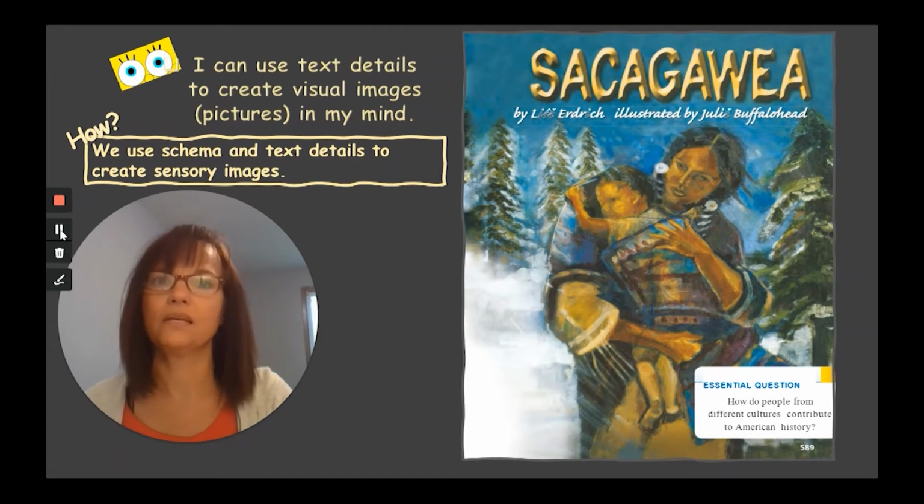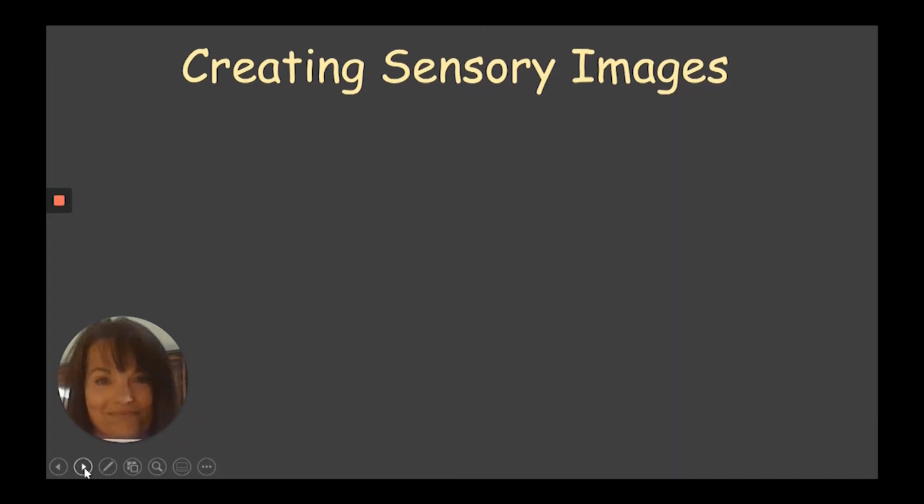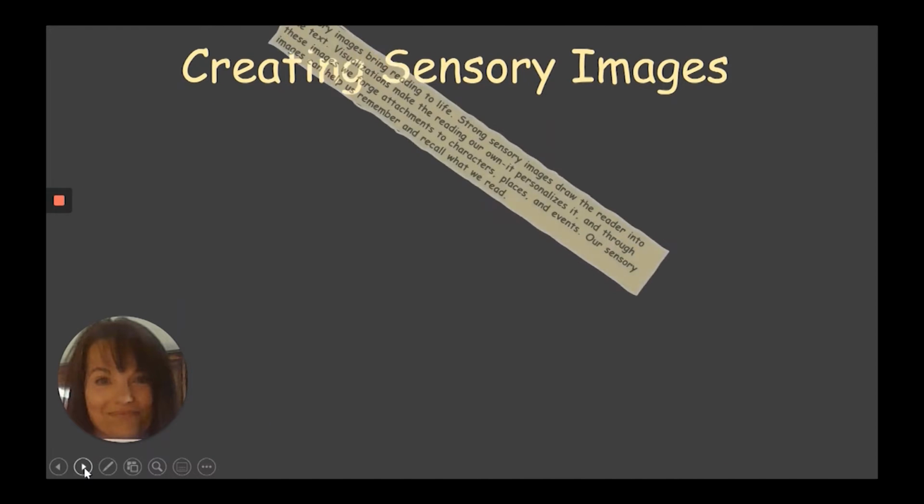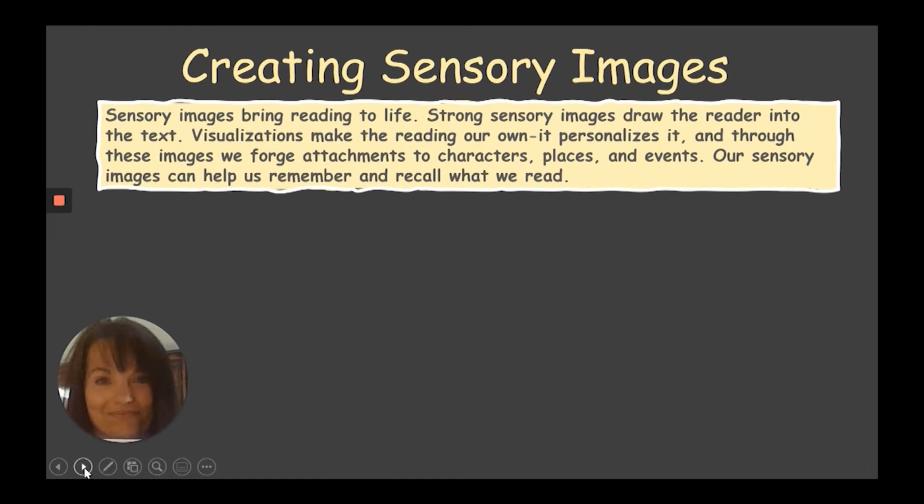Now you might be asking, why is this important? You ask such great questions. Let's explore the why. When we create sensory images, it brings reading to life for us. Strong sensory images draw the reader into the text. Visualizations make the reading our own. It personalizes it. And through these images, we forge attachments to characters, places, and events. Our sensory images can help us remember and recall what we read.